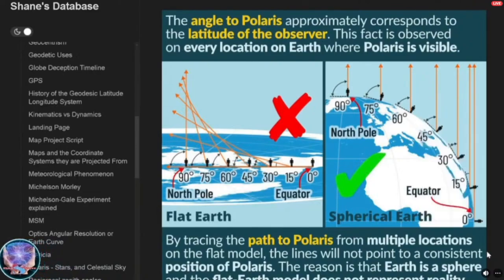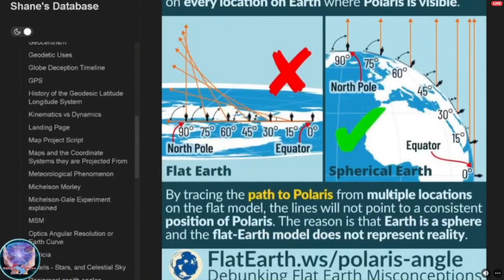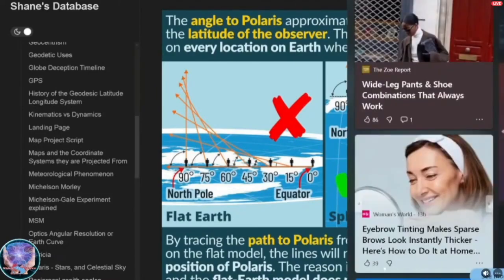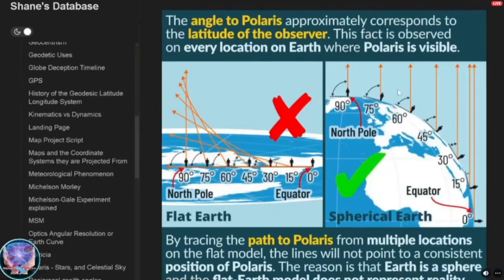So when they say tracing the path from multiple locations does not point to a consistent position of Polaris, the reason is that Earth is a sphere and the flat Earth model does not represent reality. Well, that's frankly nonsense. What happens is they don't know how far it is either, to Polaris, actually, in the physical world. It's beyond light speed and a whole sense of galaxies away. So they push it to near infinity, mathematically, for no reason, and say, oh, we solved it. They don't have an actual distance. Mind you, every star in the sky to them is a different distance, but they'll treat them all the same when they want to navigate celestially by them, the same as we would have to. When we say we treat all the stars as having the same distance, as a static field that rotates, they have to do the exact same thing.